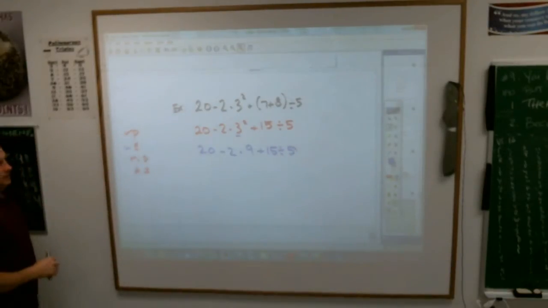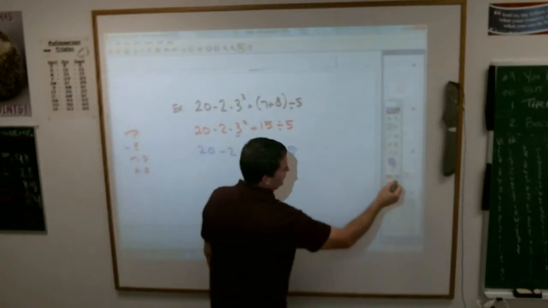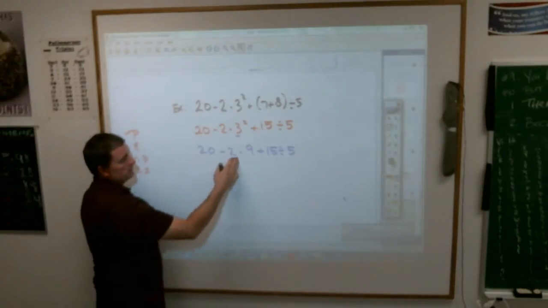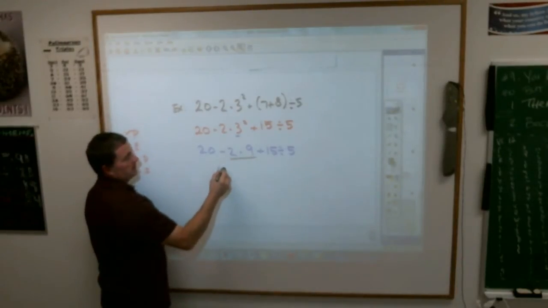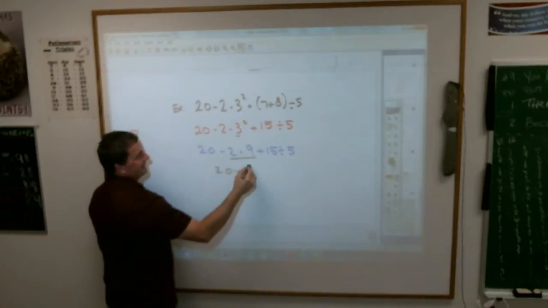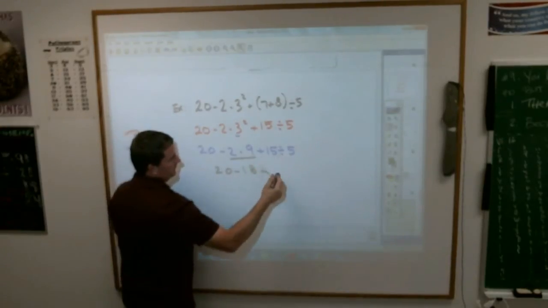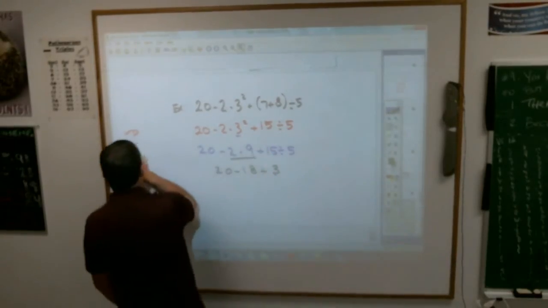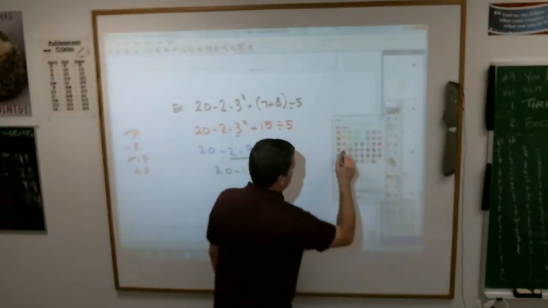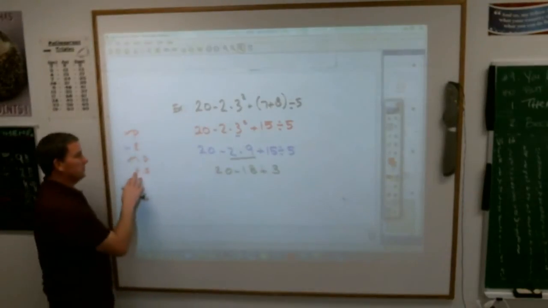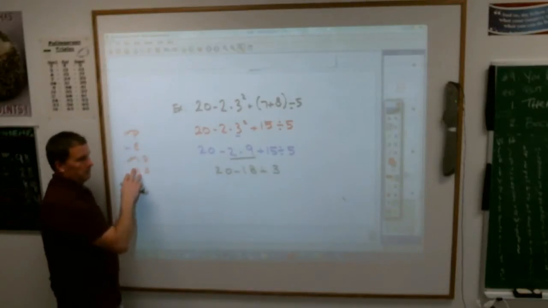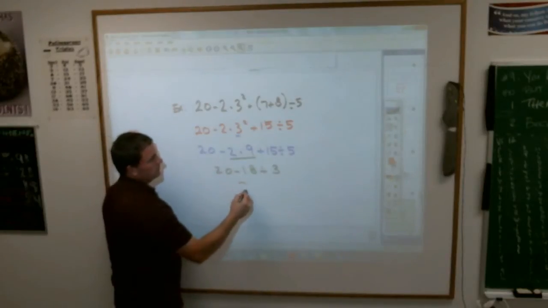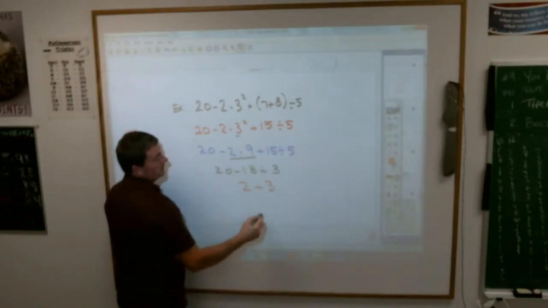So far so good. Now I do multiplication and division from left to right. They fall on the same order of operations. So I just work my way here. Here's my first, it's multiplication. 20 minus 18 plus whatever 15 divided by 5 is, which is 3. Then, last but certainly not least, addition and subtraction again from left to right. You don't do 18 plus 3 is 21 and then subtract it. You do 20 minus 18 is 2, and 2 plus 3 is 5.